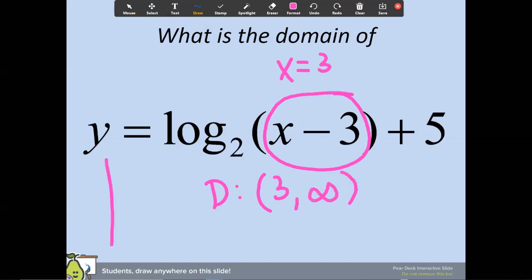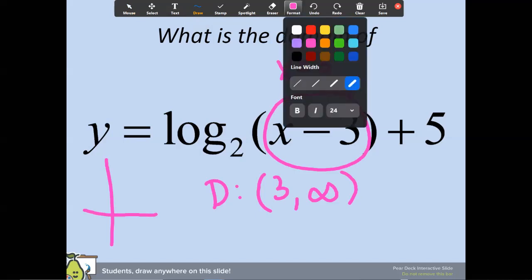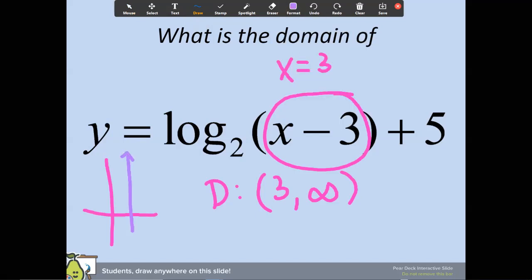Okay, a sketch of this. Again, a rough sketch. Let's say that this is x equals 3. My graph is going to be moved up 5, so maybe it's up here. And there you go.